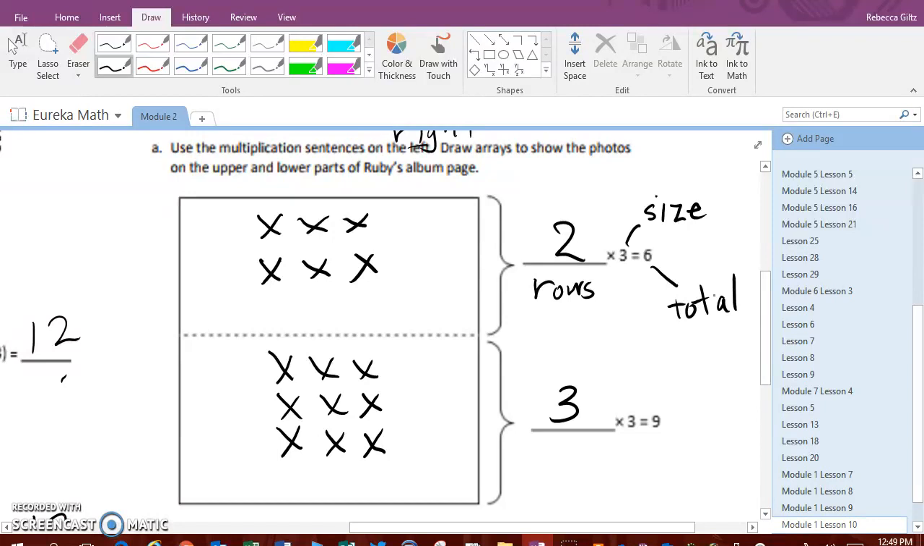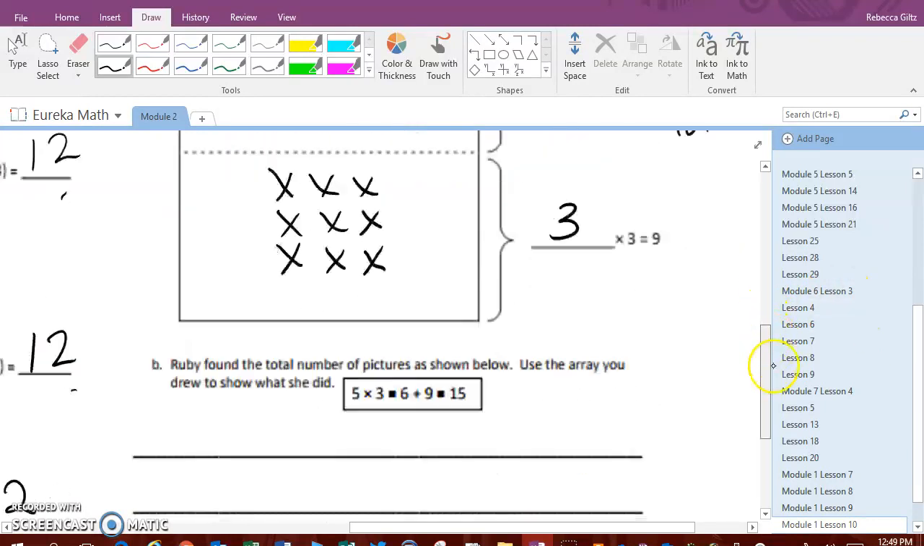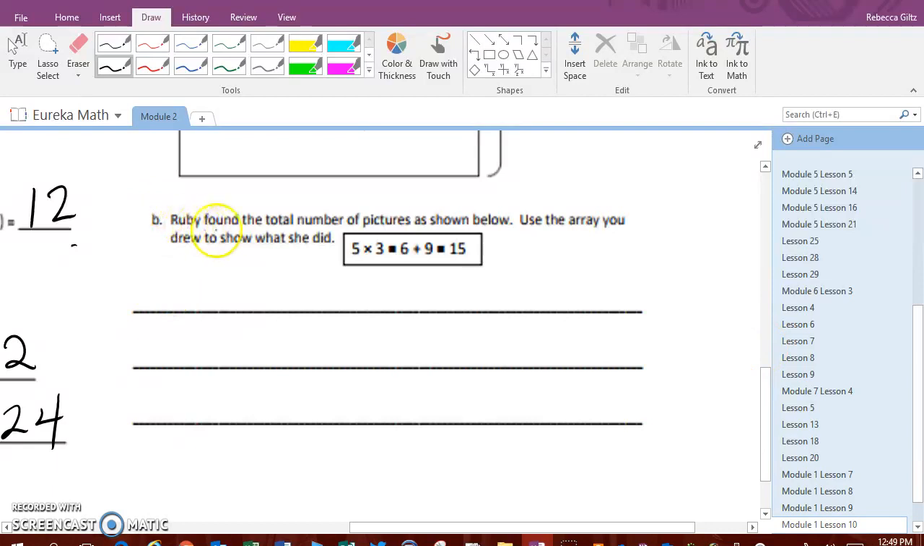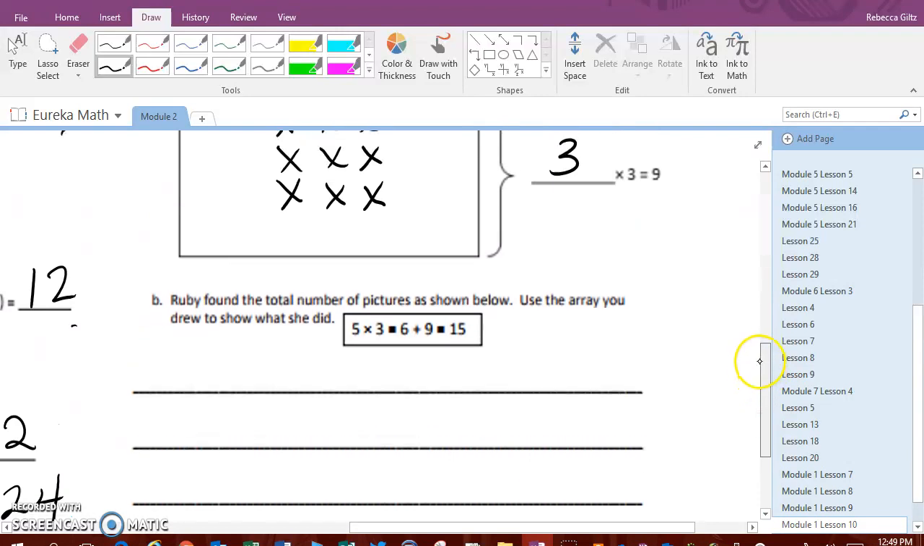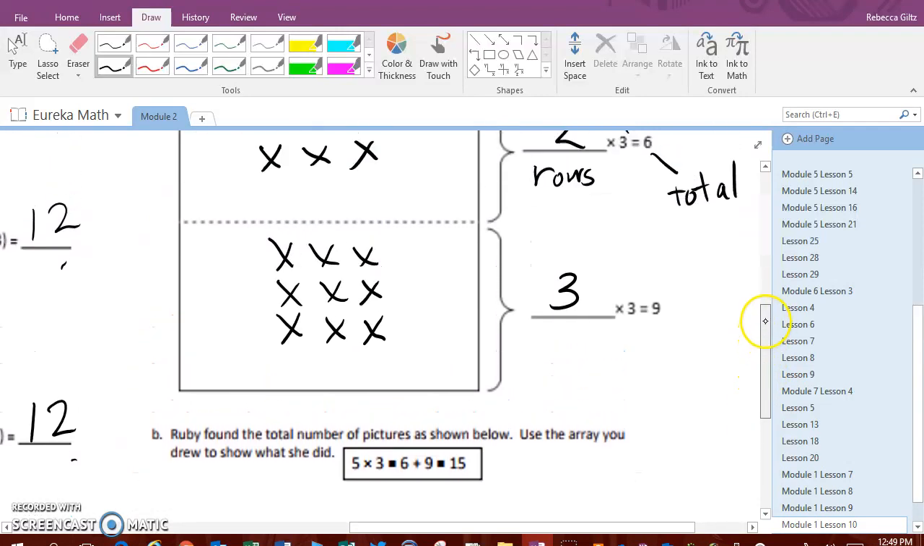Okay? All right, last one. Ruby found the total number of pictures as shown below. Use the array you drew to show what she did. Okay, so let's see. This says 5 times 3 equals 6 plus 9 equals 15. There's 2 equal signs in there. Mathematicians can do that. Okay, so 5 times 3 is equal to 6 plus 9.